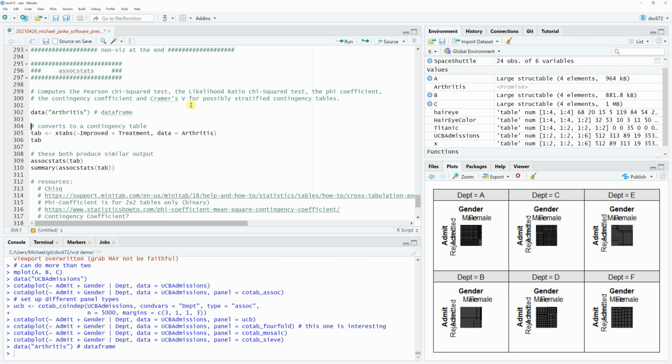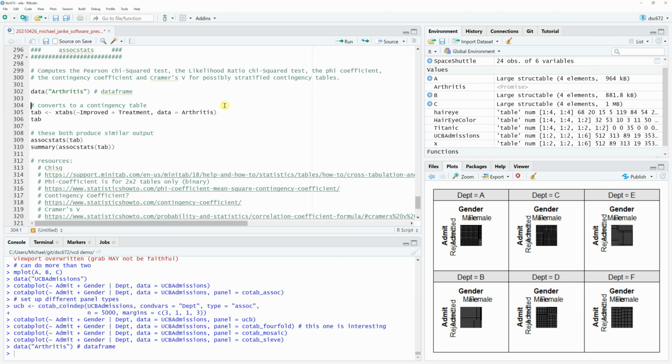So we'll load arthritis again. Then what we're going to do is create a table that just gives us improved versus treatment.